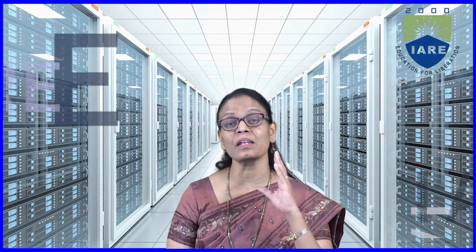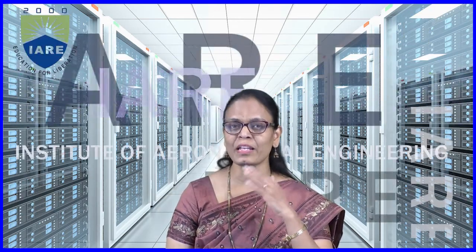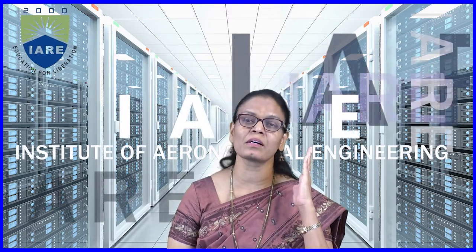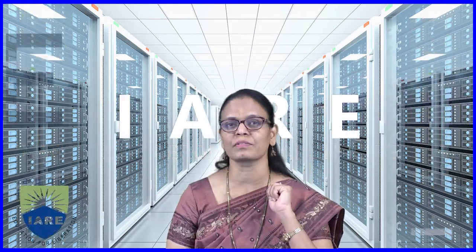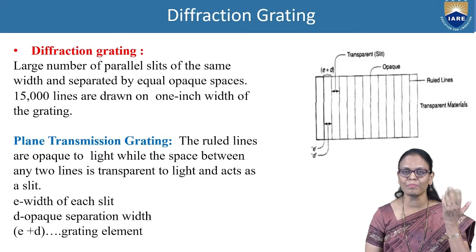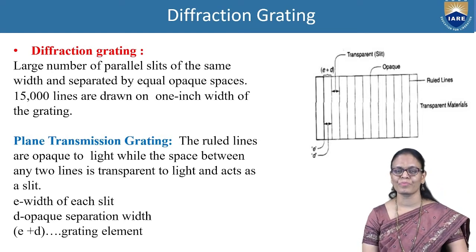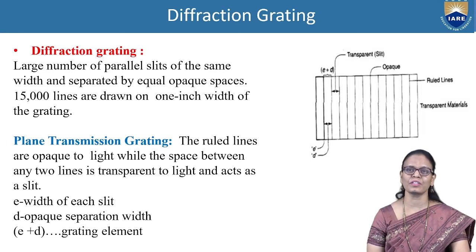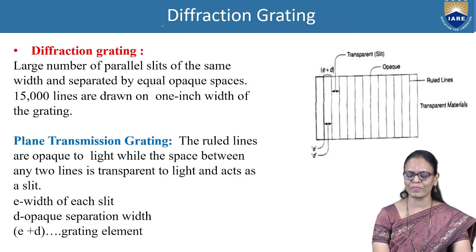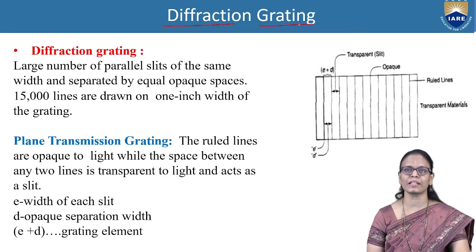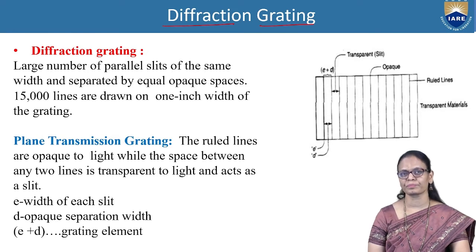Now, if this light is incident on n number of slits, there are many slits. The n can be as big as 15,000, or it can be more than that. So when the number of slits is more, how does diffraction take place? That is what we are going to understand. For that, first we will see what a diffraction grating is. So how do we get a diffraction grating?